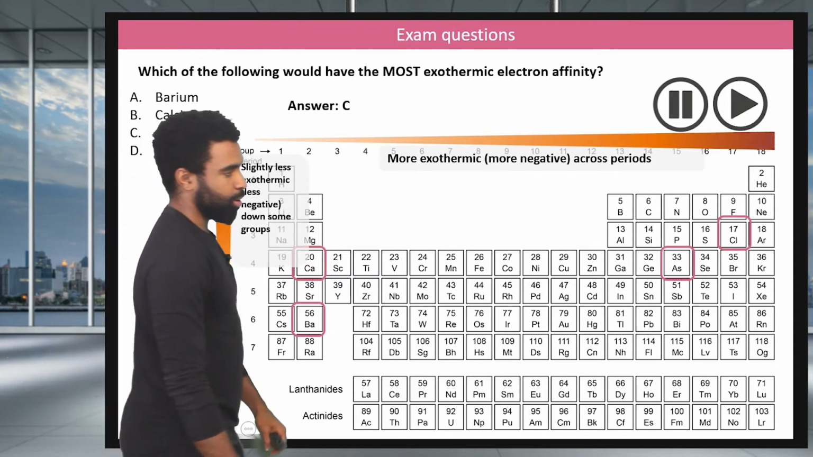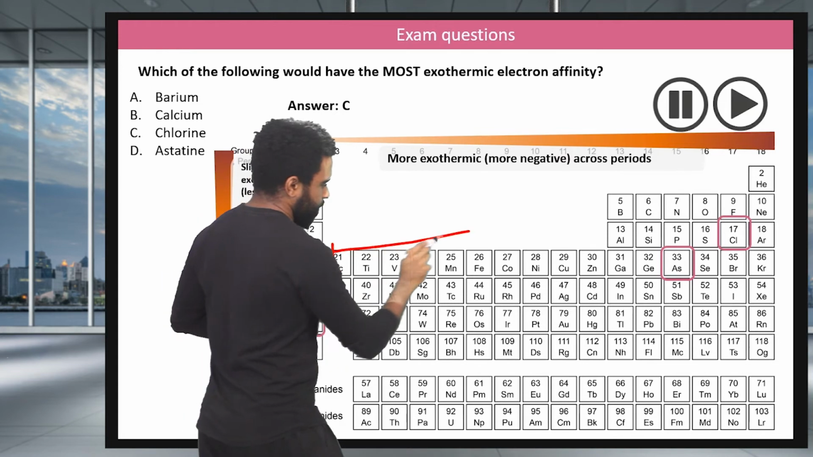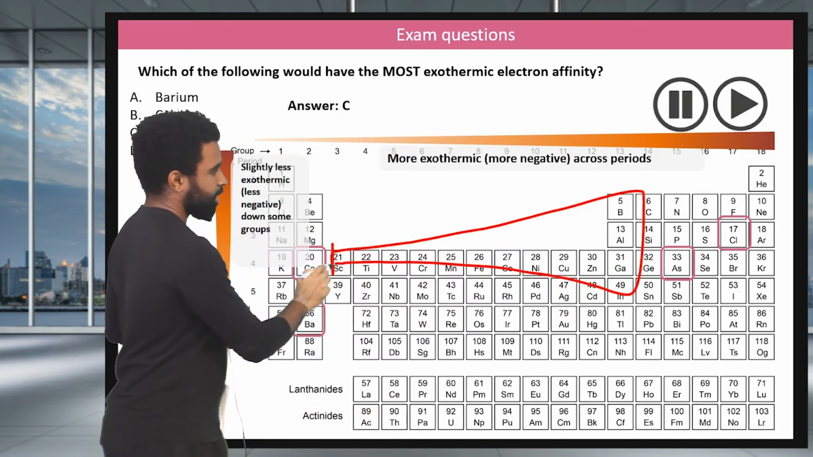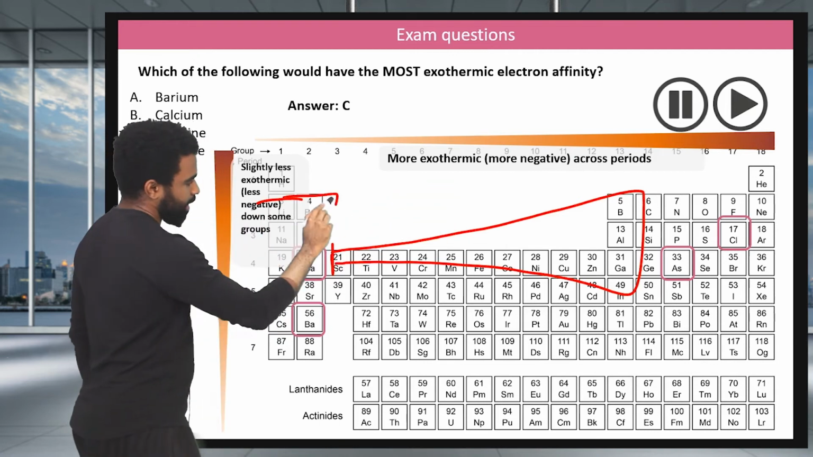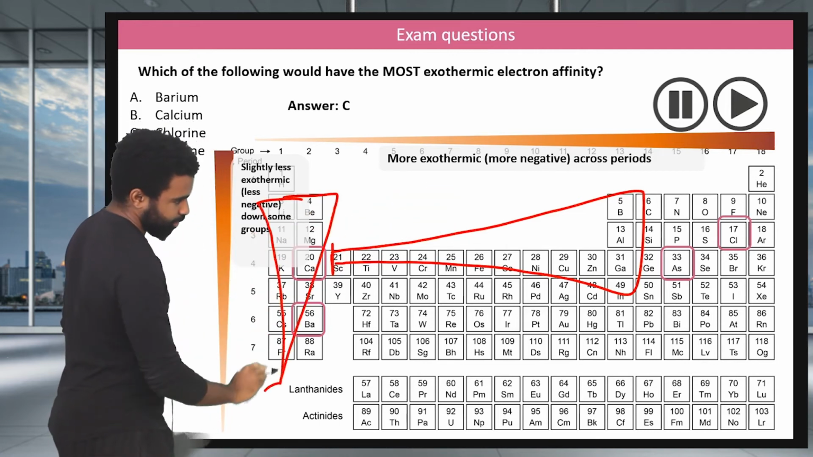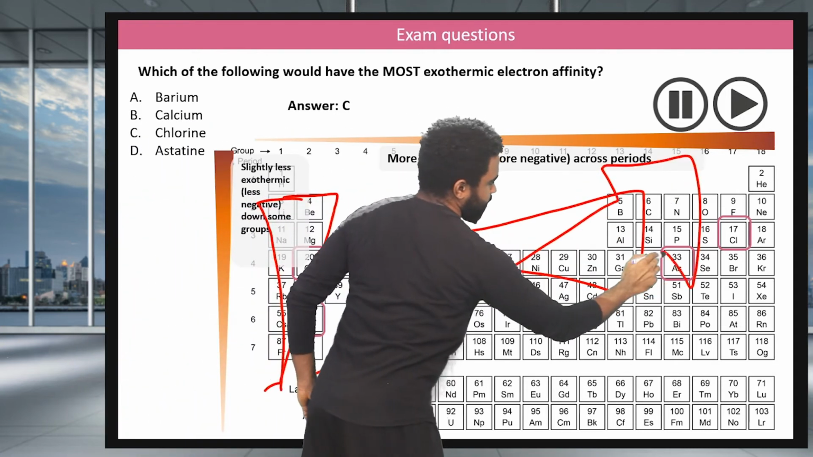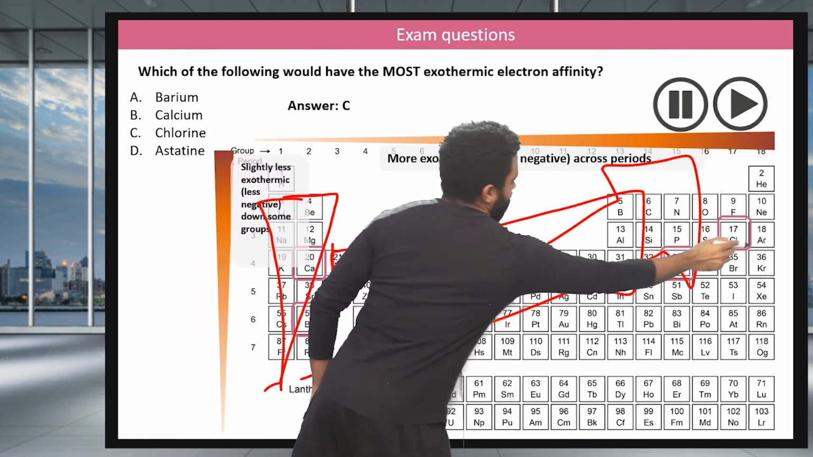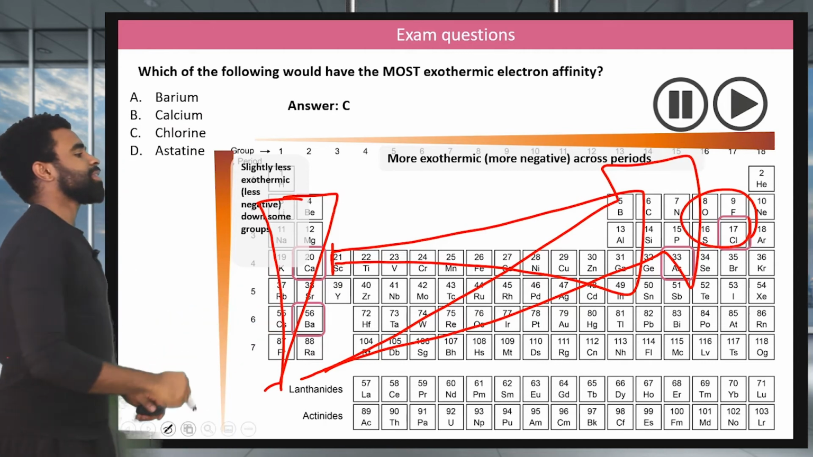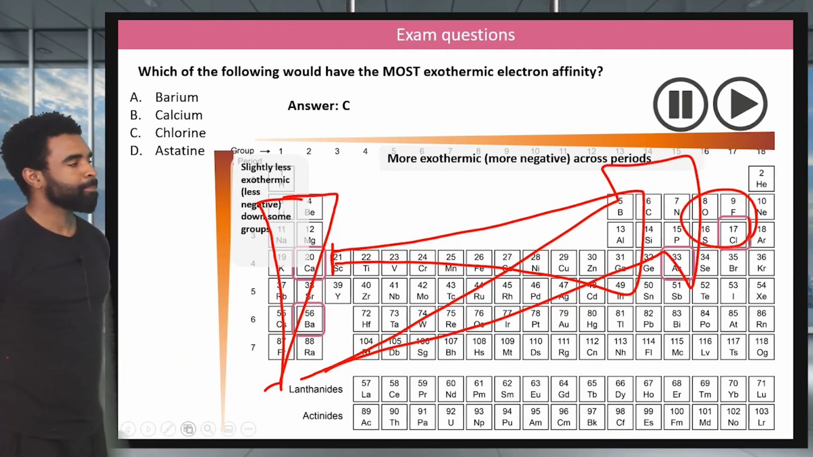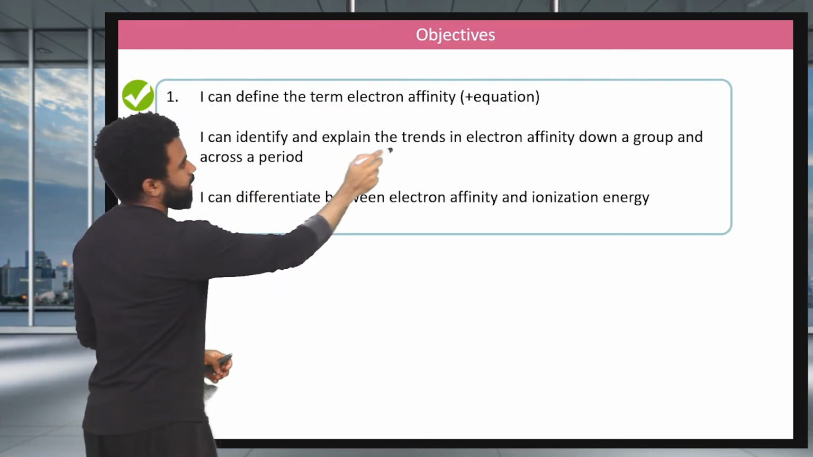Why? Well, we know that generally it tends to get more exothermic across a period and less exothermic down a group. So the overall trend looks something like that, right? If that's the overall trend, we should expect whichever one is closest to that edge would have the most highly exothermic electron affinity, and that is therefore chlorine. So now we have a green light with our second objective, to be able to identify and explain the trends.